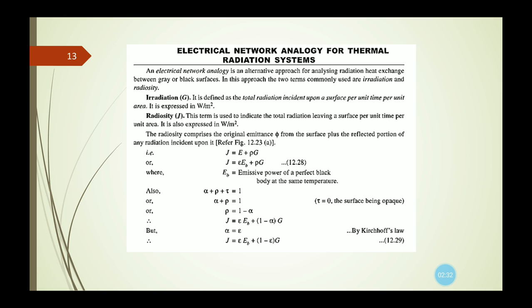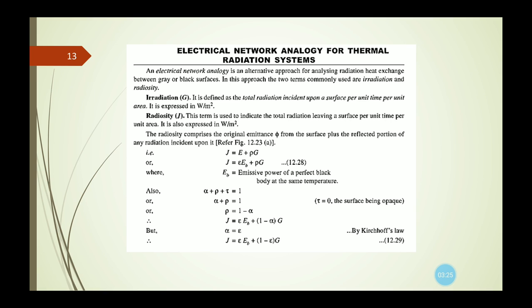Now these two terminologies, irradiation and radiosity, were already discussed in the first lecture of this radiation module, where we saw the different surface emission properties. It is known to us that the irradiation or incident radiation, denoted by capital G, is the total radiation incident upon a surface per unit time per unit area, and its unit is watt per meter square. And the radiosity, capital J, is used to indicate the total radiation leaving a surface per unit time per unit area, and it has the same unit as irradiation.